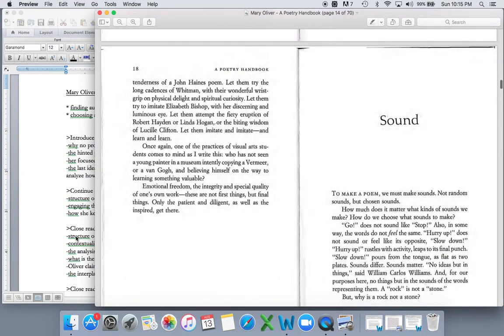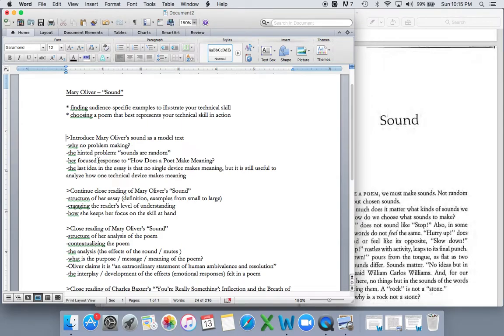So that answers that question about, well, why isn't there any problem making? Well, there actually is. It's just not developed in the way that we saw it necessarily in Barbara Holland's essays. But for you, you need to fully develop a rhetorical situation, an audience, and a problem. So this is one instance where you won't be imitating Mary Oliver's sound chapter, because you do need to fully develop your problem-making section.